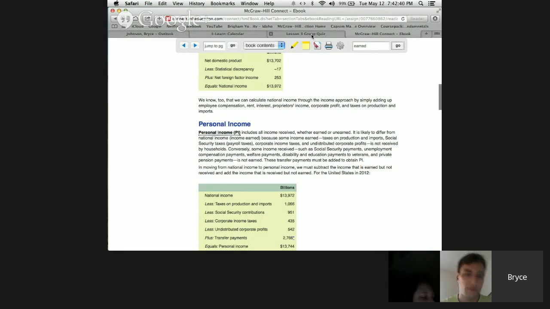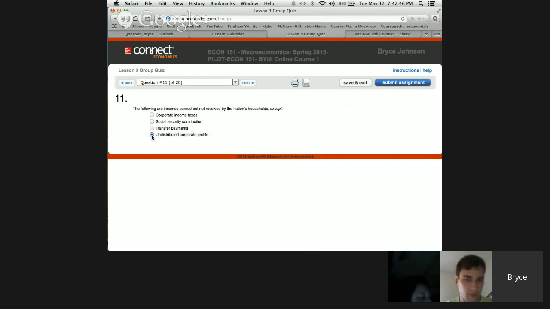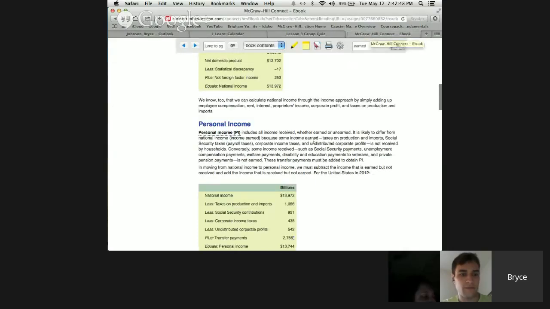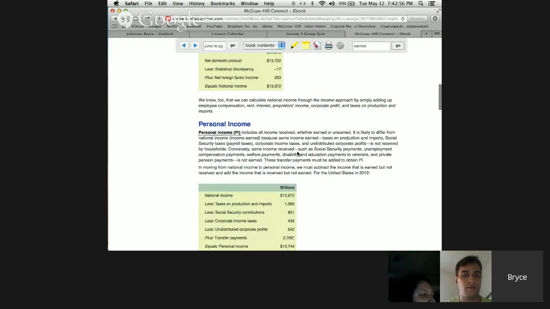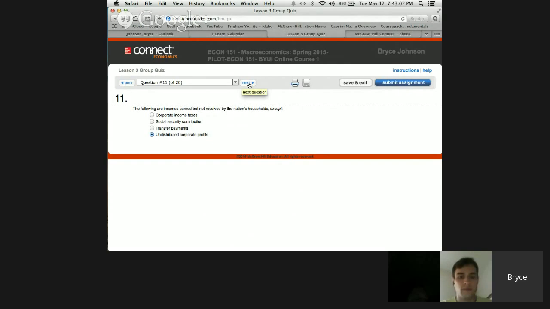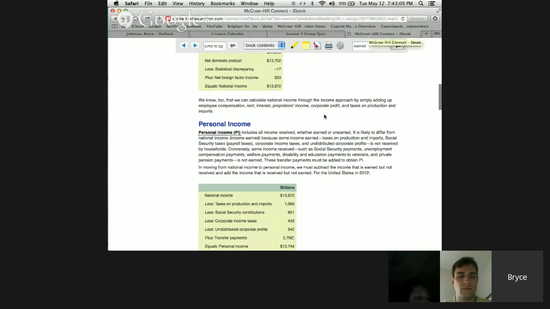Oh, wait. See, that's what I was looking at. Was it? I think it was that. By households, yeah. It says it explicitly right there, so. So it's which one? The last one. Okay. So it's the incomes earned but not received by the nation's households except for. Oh wait. So that's the income earned that's not received. I'm sorry. Right. So it wouldn't be the last one because it's asking for which one does not.